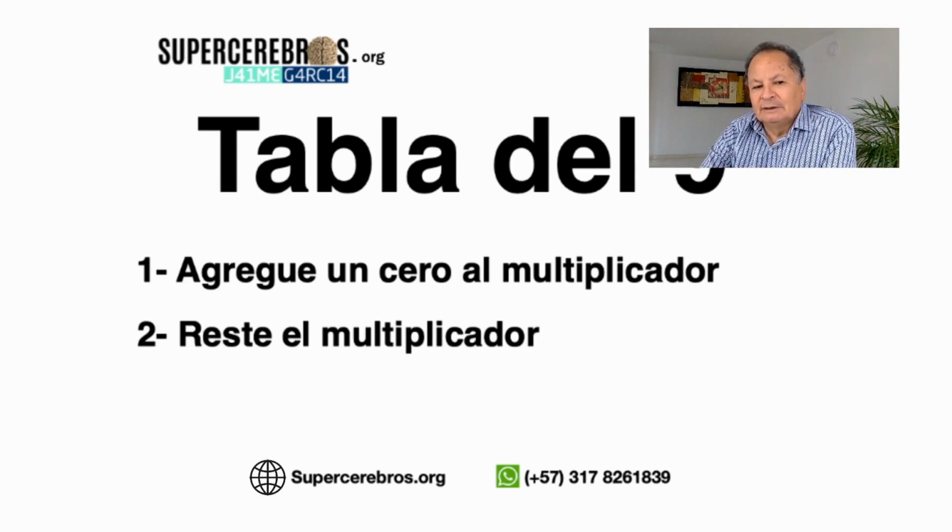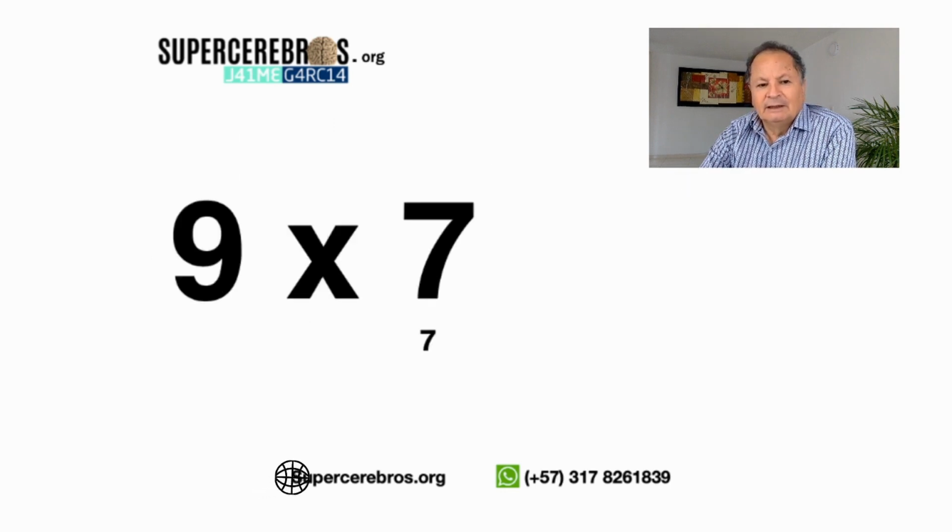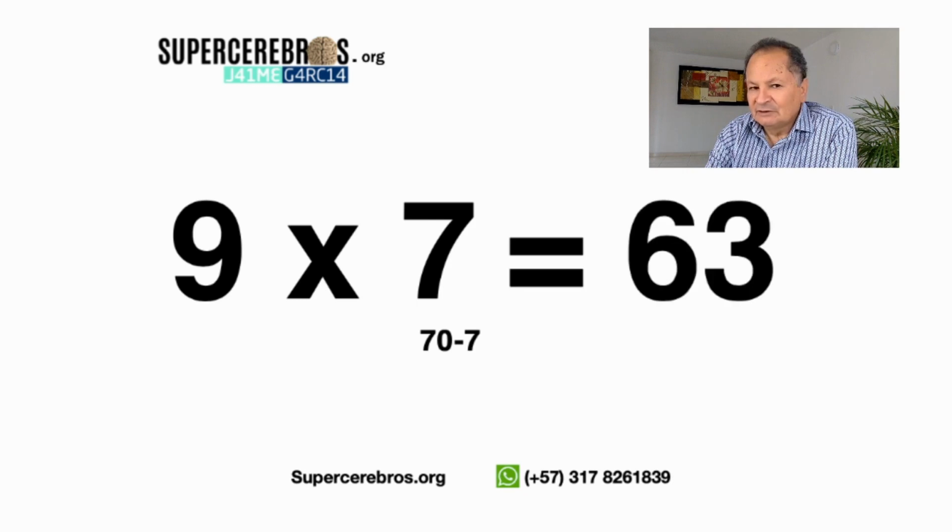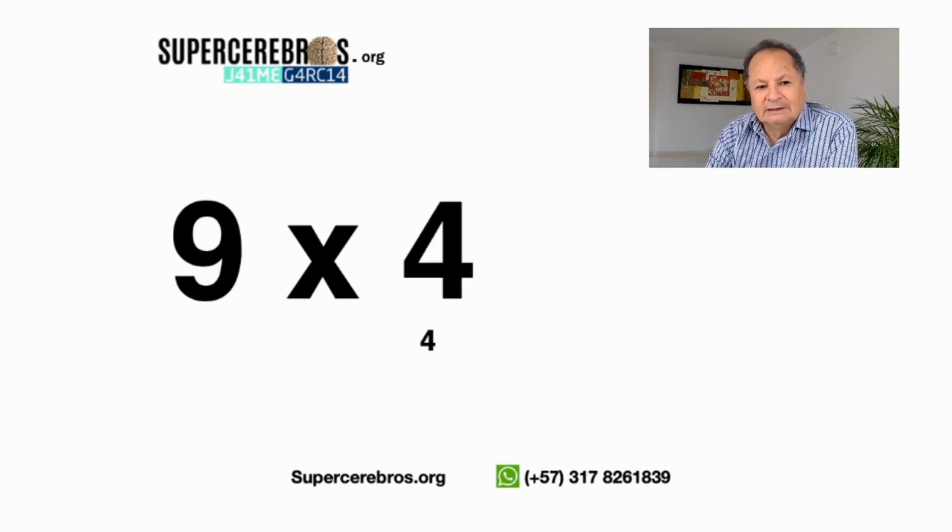For example, let's take 9 times 7 as an example. We already know that the answer to that is 63. You put a 0 next to the 7. It becomes 70, and you say to yourself, let's see, 70 minus 7. 70 minus 7, which equals 63. 9 times 7, yes, 63.